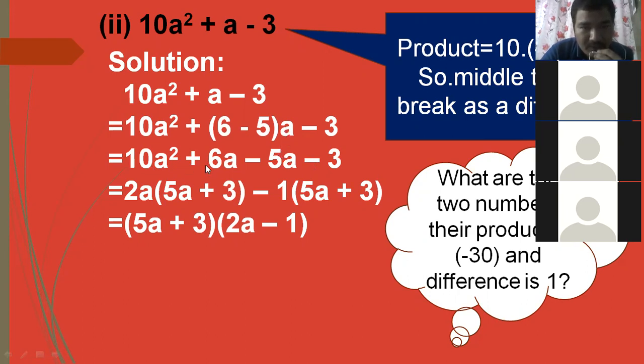What is common in the first two terms? 2a. 2a common, then 5a plus 3 left. Here minus 1 common, here also 5a plus 3 is left. Look, it remains in the bracket and it remains in the bracket. Are both remainders the same or not? Yes. If they are the same, then our answer is correct. Take 5a plus 3 common, the remaining 2a minus 1 is another bracket. Clear, children?